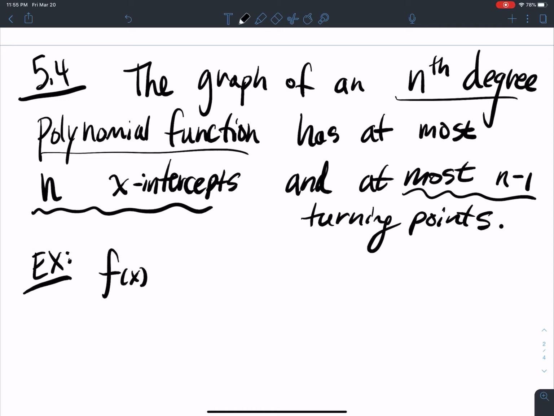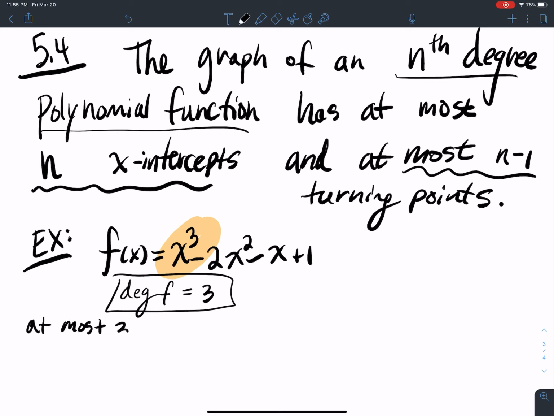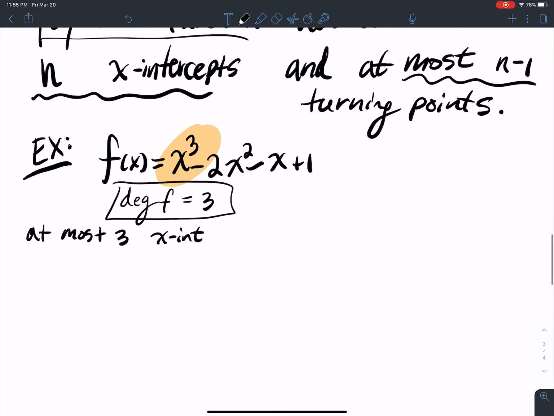So say I have some polynomial function, x cubed minus 2x squared minus x plus 1. Now, the degree of f here, looking at the largest term, is 3. So the degree of f is equal to 3. Okay, so what is this telling me? We have at most 3 x-intercepts. Okay, at most 3 x-intercepts.